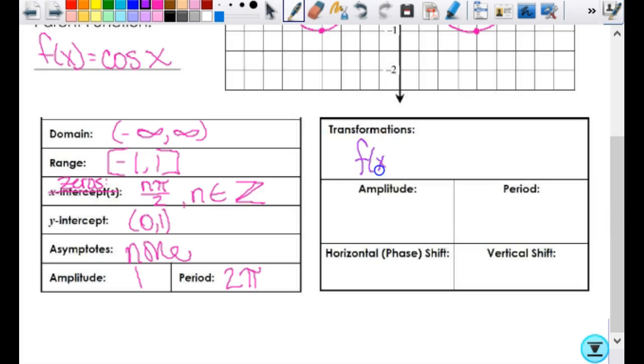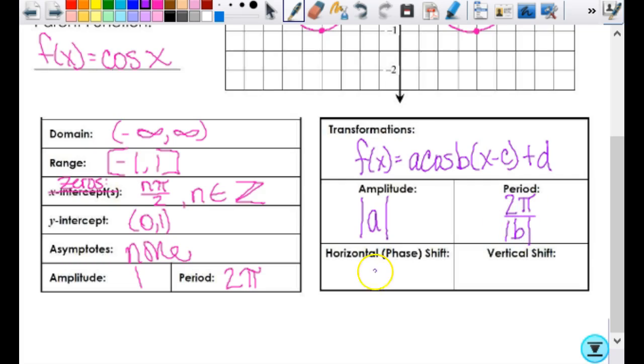Transformations. So f of x is equal to a times the cosine of b times x minus c plus d. Your amplitude, still your vertical shift. I'm sorry, your vertical stretch, rather. So it's the absolute value of a. Period is the same. All of this stuff is the same as it is for sine. Okay.